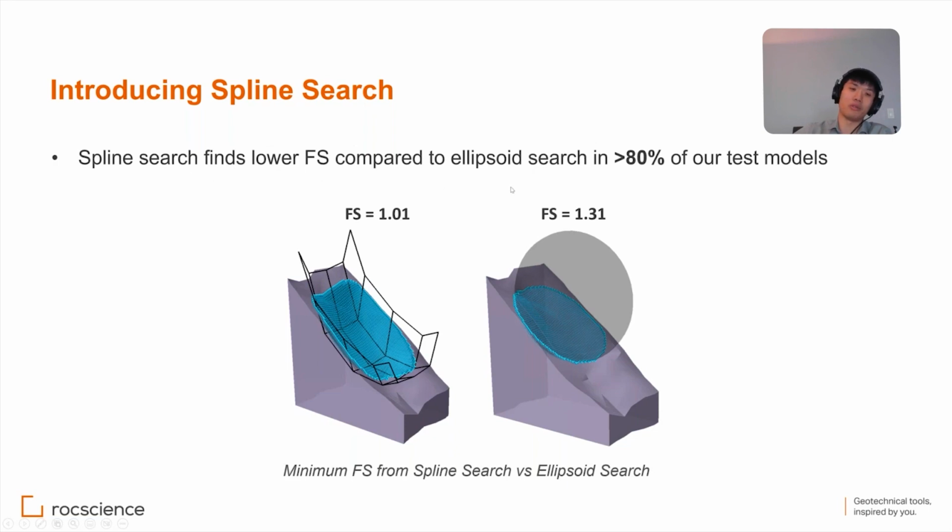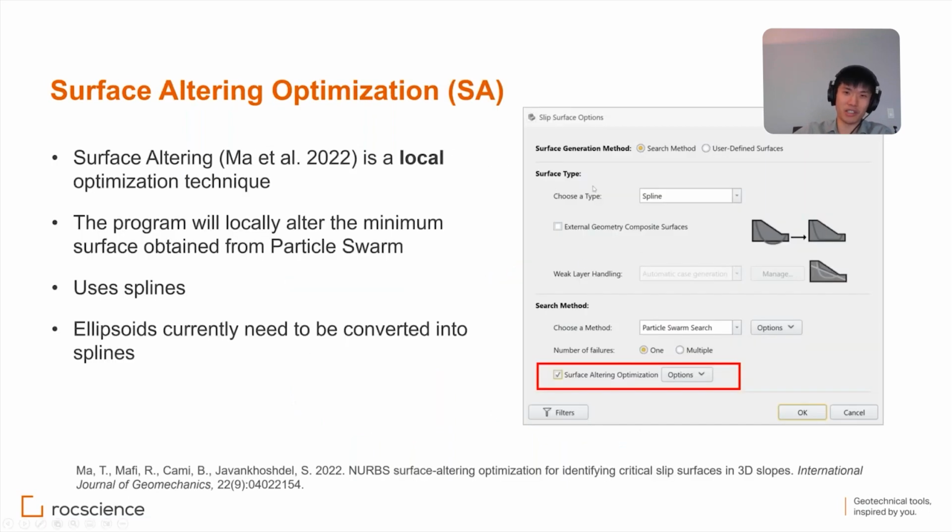So this is done alone, this is prior to surface altering, which you can do on both of these surfaces. And it'll probably bring the result a little bit closer. So don't be afraid if you currently use ellipsoid. As long as your surface altering option is on, you should still get a decent result. It's just that the spline search is able to find a lower result a lot faster. And you probably still want to keep your surface altering option on, even if you do use the spline search.